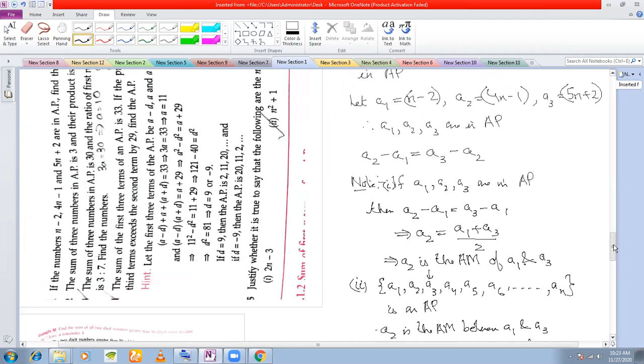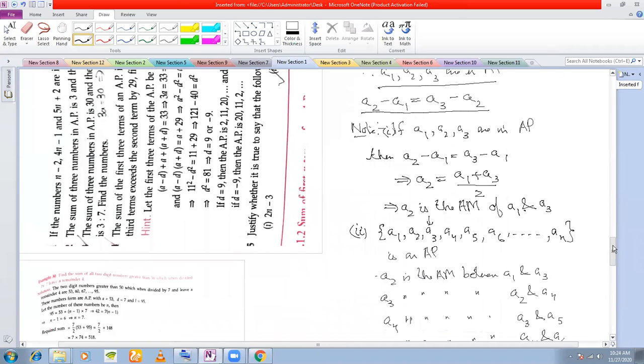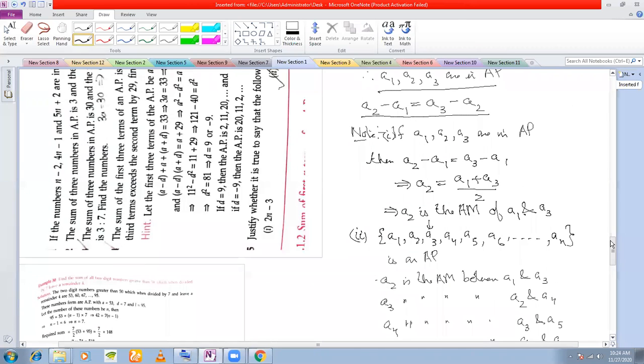So coming back to this problem, these three numbers were given to be in AP. We have assumed n minus 2 to be A1, 4n minus 1 to be A2, and 5n plus 2 to be A3. Now, if these three numbers are in AP, then we can write A2 minus A1 must be equal to A3 minus A2, because this is the common difference. A2 minus A1 is also the common difference, and A3 minus A2 is also the common difference. So we start from this only.